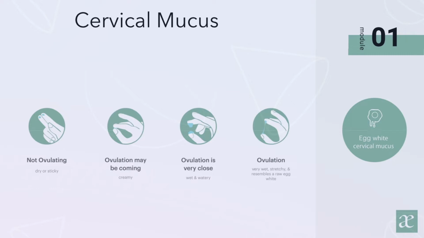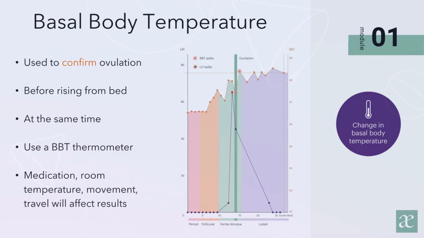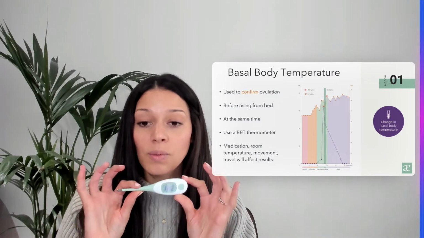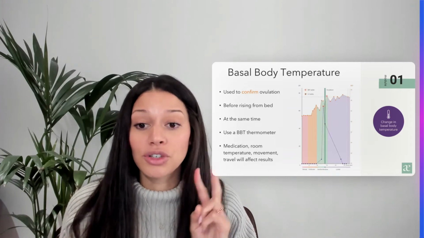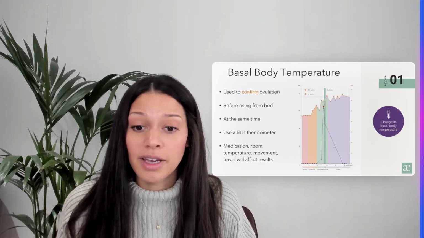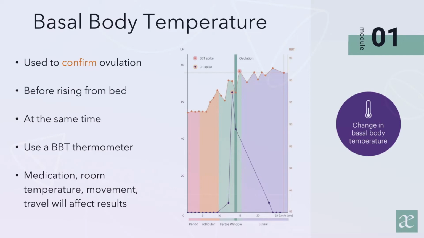So then the next way to track your cycle is going to be with basal body temperature. So in order to do this, you need to use a basal body thermometer. So what's the difference between a basal body thermometer and a regular thermometer? Well, this thermometer is going to measure to 2 decimal places. That's really, really important because we're not looking for a fever here. We're looking for a change in your core body temperature. So basal body temperature is your lowest core body temperature. So what this does is we can use your core body temperature to confirm that you ovulated.